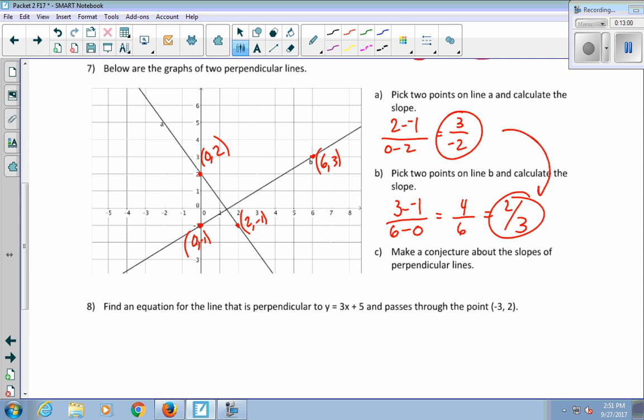So these two, they're not equal, but they are related to each other. The fraction has been flipped over, and one's positive and one's negative. That is always true about the slopes of perpendicular lines. They are opposite, as in one's positive, one's negative. Reciprocals, meaning one is the flipped fraction of the other.